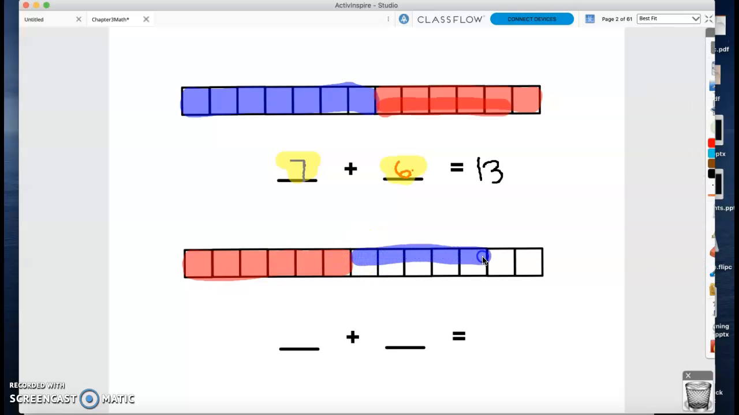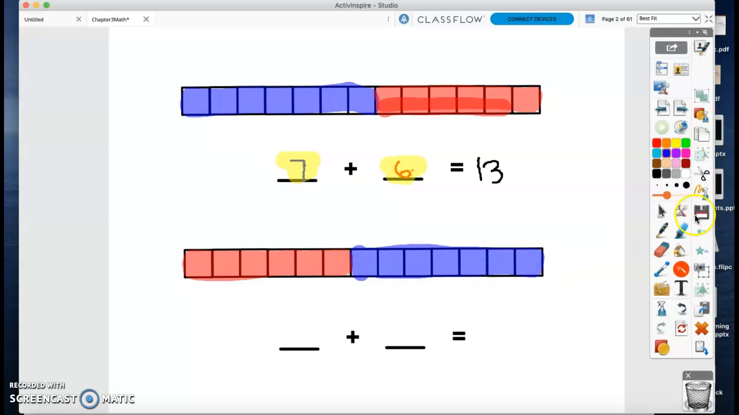Sometimes we call these flip-flop facts. We also call them turnaround facts. The real name for them is commutative facts. So we use the commutative property, which is we turn around the add-ins.